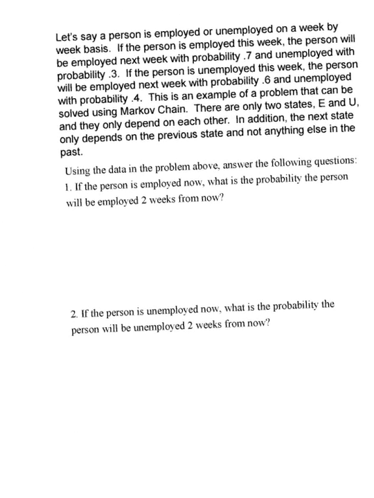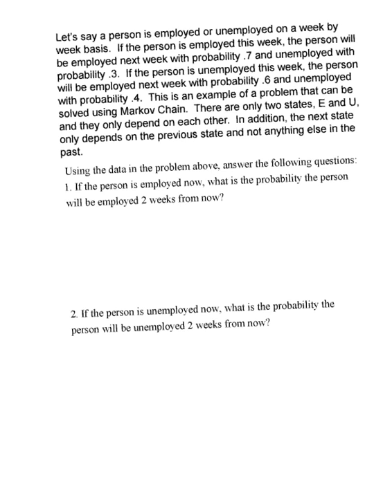All right, so we've got a situation here. Say we have a person that is either employed or unemployed on a week-by-week basis. So we've got some information at the top there. It says if the person's employed this week, the person will be employed next week with probability of 0.7 and unemployed with probability of 0.3. If they're unemployed this week, the person will be employed next week with probability 0.6 and unemployed with 0.4.